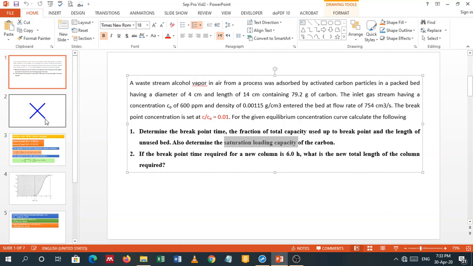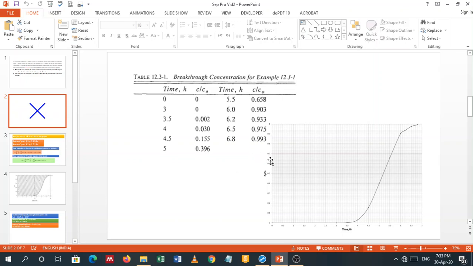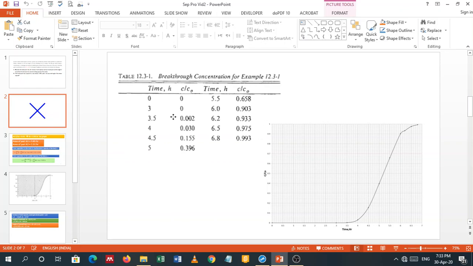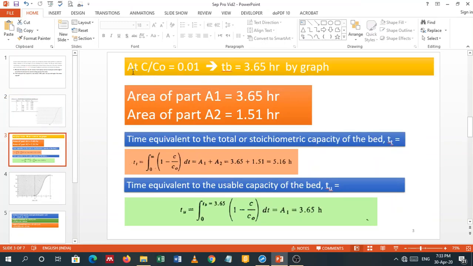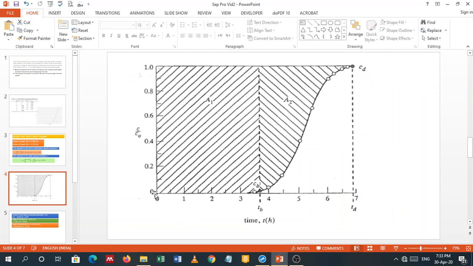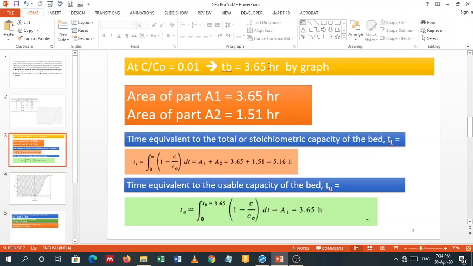For that we first have to know about the data, that is the breakthrough concentration data. This data can be used to draw a graph. This is the graph that can be used to solve our problem. So the first step: because C upon C naught is given as 0.01, with the help of this graph, on the y-axis C upon C naught is 0.01, we can find the value on the x-axis at the intersection point, and that comes out to be 3.65 hours.